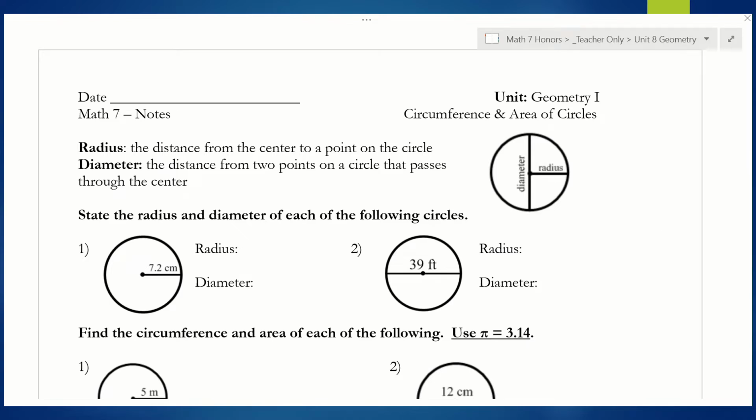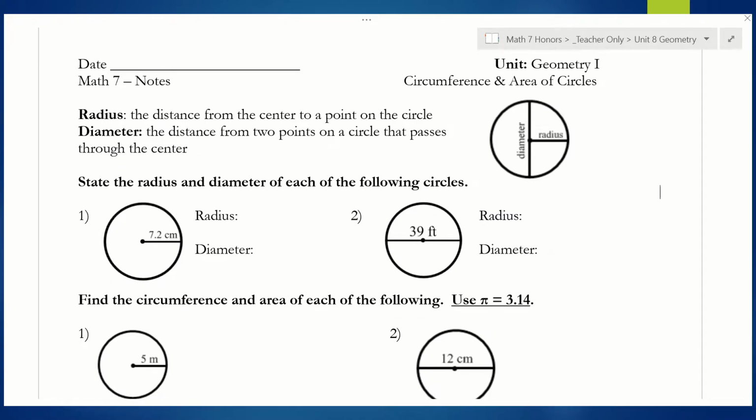So if you look at the first two examples that I gave you, in number 1, the 7.2 centimeters that you see there, that's considered the radius because it goes halfway through the circle. So we're going to call that 7.2 centimeters. To find the diameter, we would have to double that number because remember, the diameter goes the full way across. So if I take 7.2 and I multiply it by 2, I'm going to get that the diameter is 14.4 centimeters.